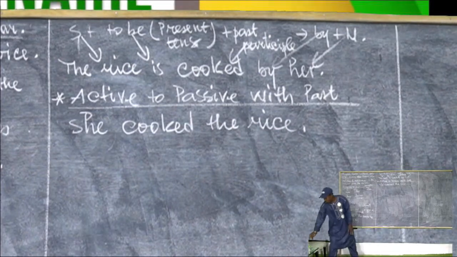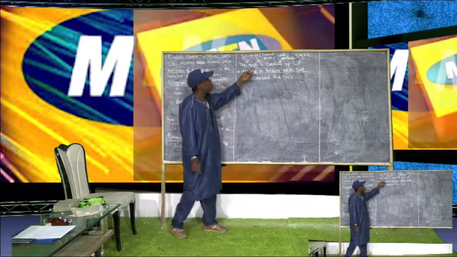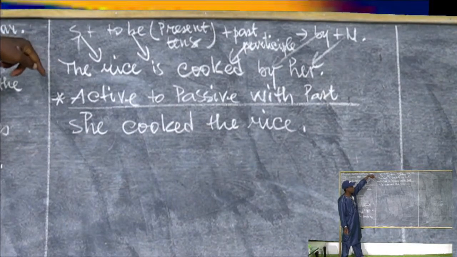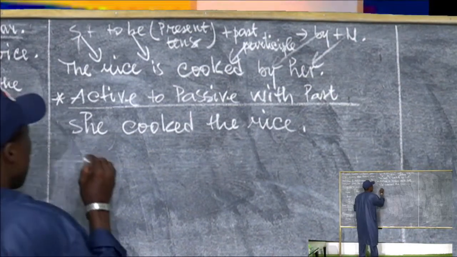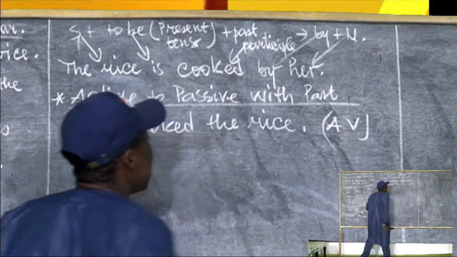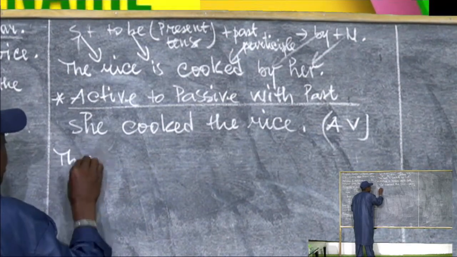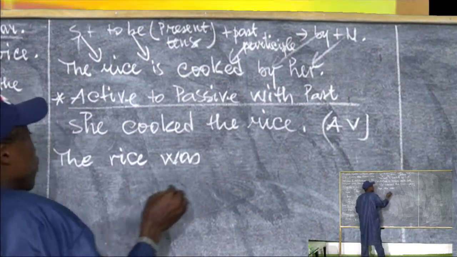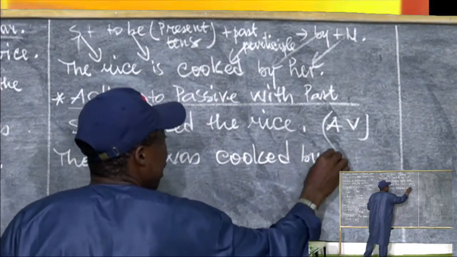If the verb is in the simple past tense, the auxiliary to be that you conjugated in the simple present in the first sentence, you have to conjugate in the simple past. In this case, we have AV, active voice, as the first sentence. And then the passive: the rice was cooked by her. No change.